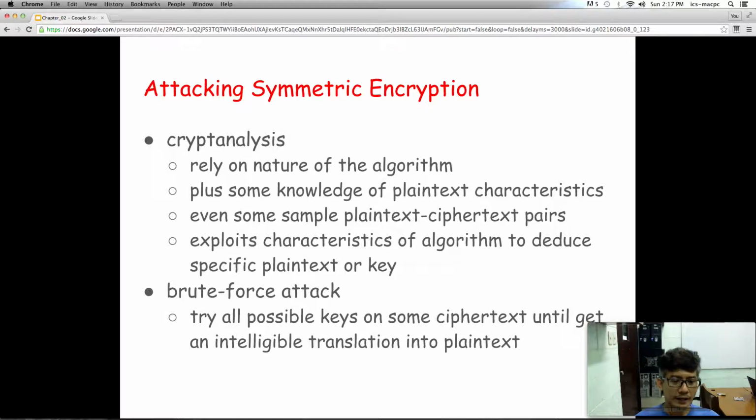Now, the second attack on symmetric encryption is called the brute force attack. In a brute force attack, the idea is to try all the possible keys on some ciphertext until you get an intelligible translation into plain text. And usually, it takes some time to do a brute force attack. An example would be guessing a password. To do that, you need to have a dictionary of possible passwords, and you have a lot of permutations to try.